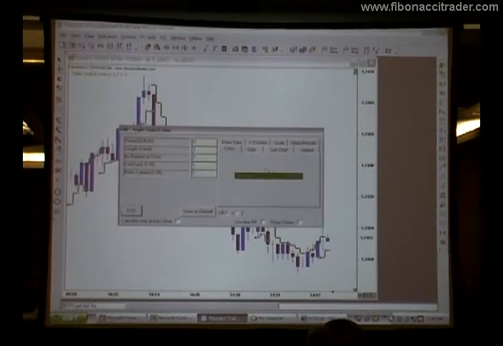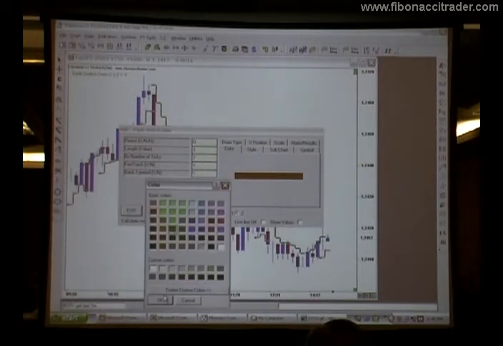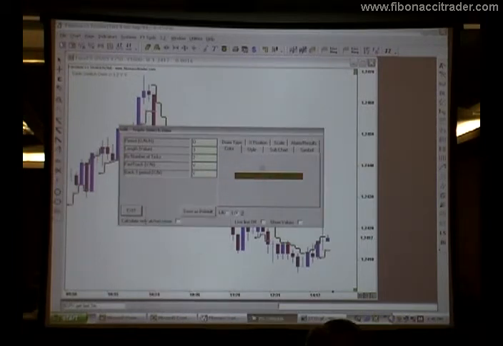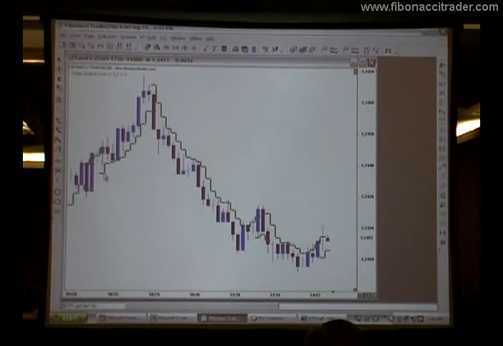Let me go back in here. I noticed that I didn't change the, I don't really need them different colors. It's actually easier on my eyes if I leave them the same, and I don't want any symbols. And there was a nice long trade prior to that. And we'll review that in a couple of minutes.